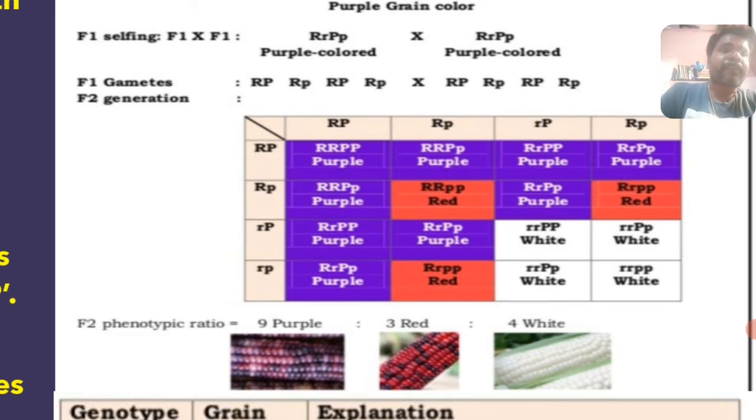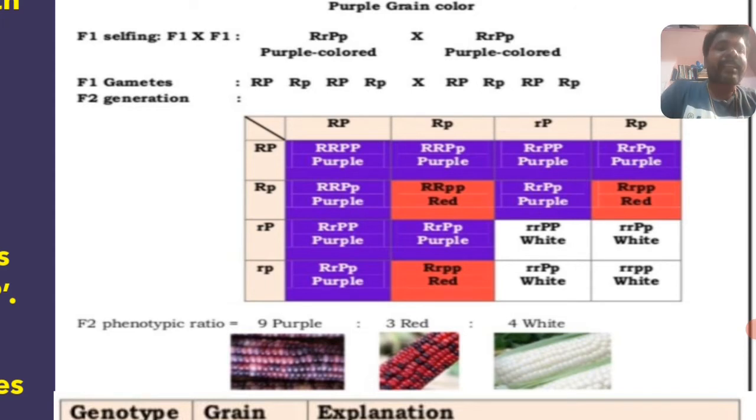Heterozygous refers to capital R, small r. And another one is capital R, small r. See the red color combinations carefully: capital R with small p, another one is capital R, small p, and another one is capital R, small p. Here the common thing is capital R only.